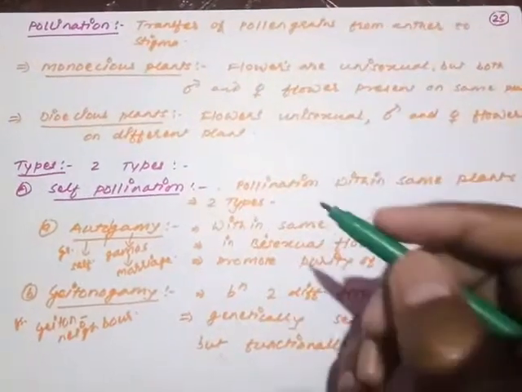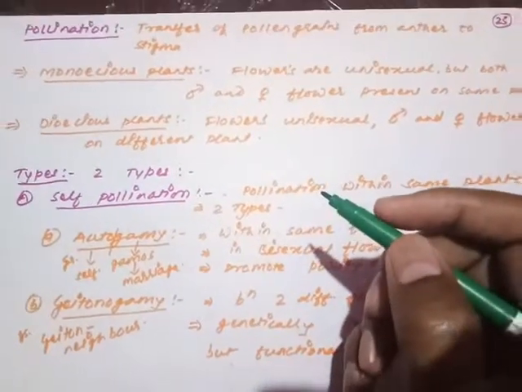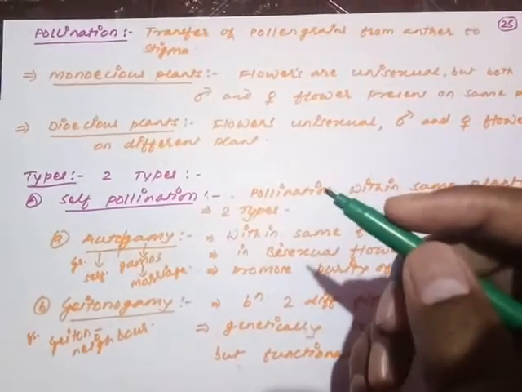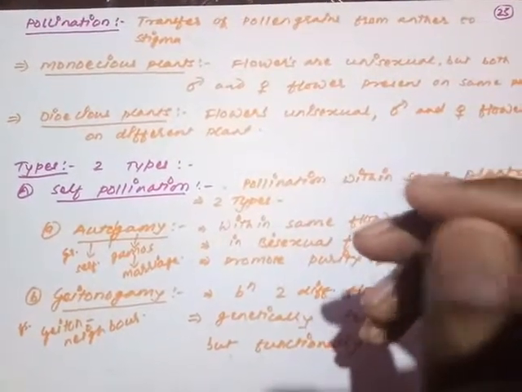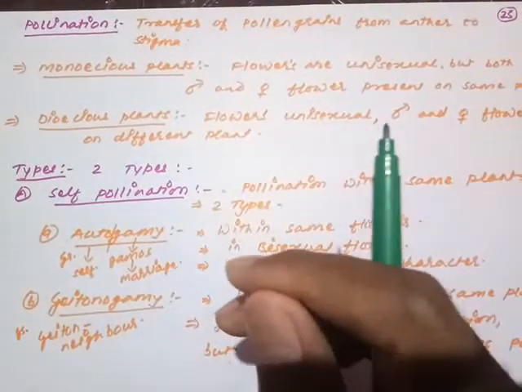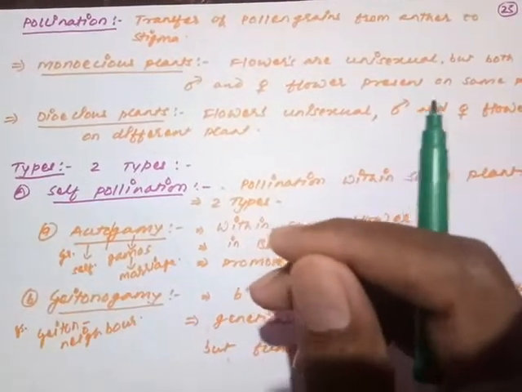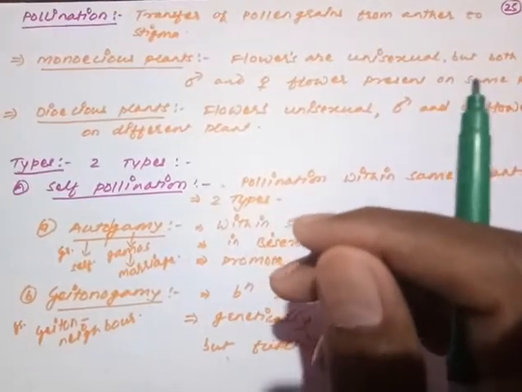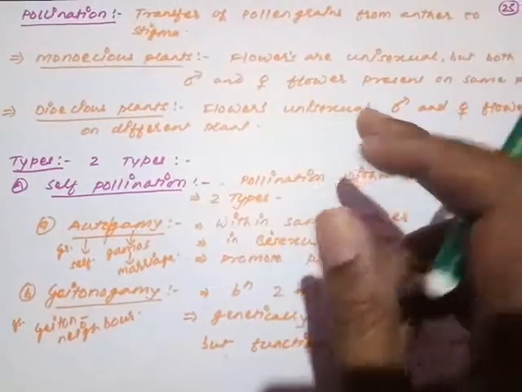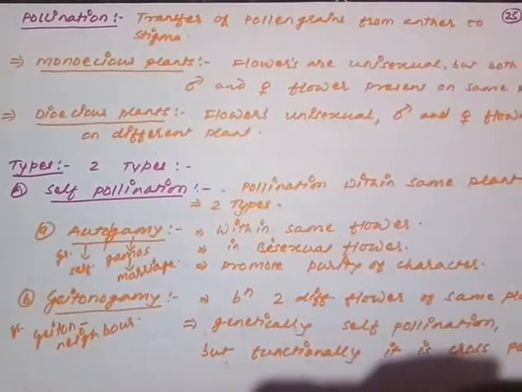There are different ways to reach the female flower. So let us see how pollination occurs. Basically, the simplest meaning of pollination is the transfer of the pollen grain from the anther to the stigma of the female flower. So the process usually occurs between two flowers.